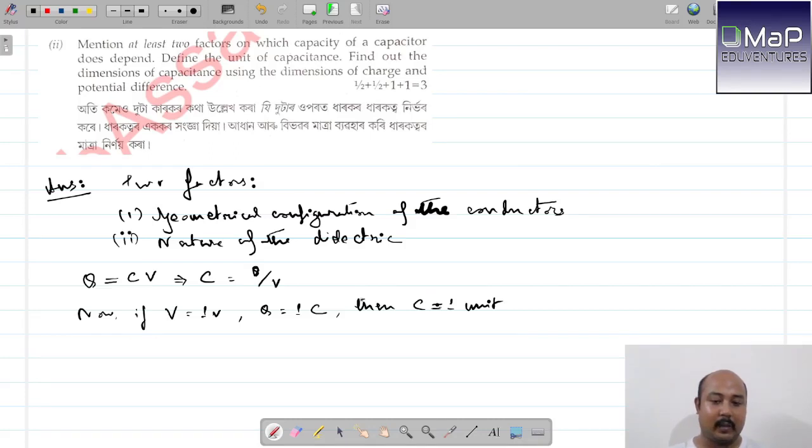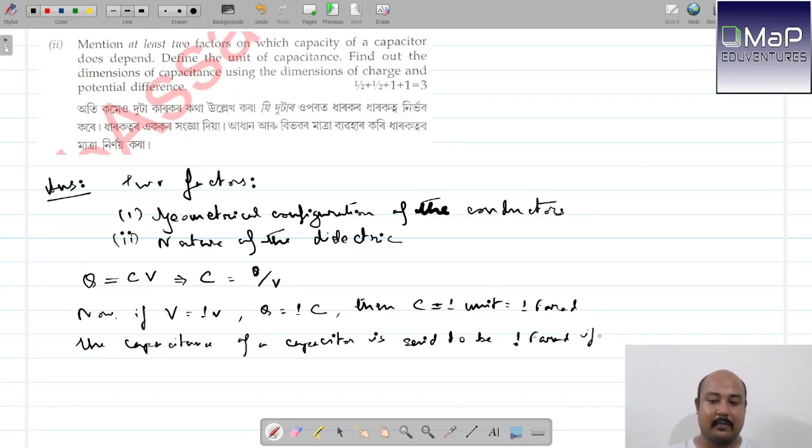So how do we define this? From the mathematical condition we imposed, we can state the definition: the capacitance of a capacitor is said to be 1 farad, the SI unit, if it stores 1 coulomb charge under a potential difference of 1 volt. So this is the definition of 1 farad.